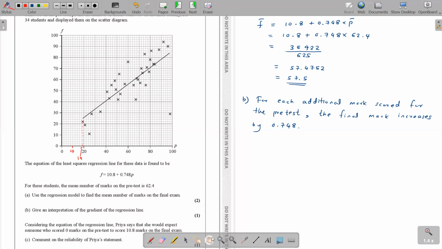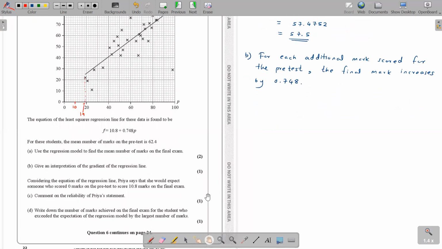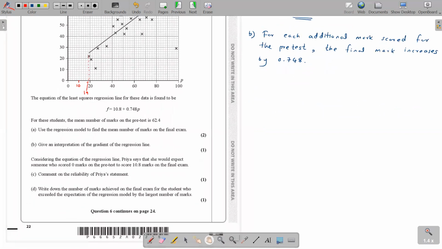No. Okay. So then you can say here, comment on the reliability. What would you say? The statement is reliable or not? The statement is not reliable. Why? Because there are no data points below 19. Or you can say it's extrapolation. Okay, the statement is not reliable.